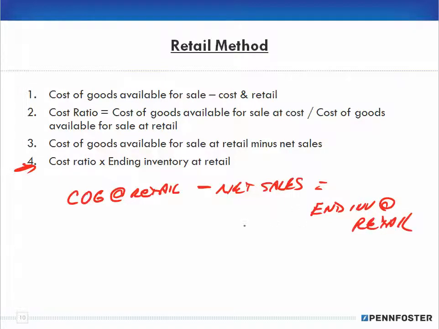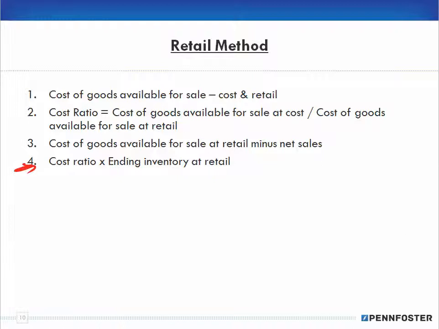Now, look at what we're talking about here. There's a lot of words on this PowerPoint slide, and you keep hearing cost of goods available for sale, retail minus net sales, ending inventory at retail. Realize that this is all just the same exact concepts that we've covered before when we talked about cost. To keep it simple, you had your beginning inventory, and remember, we're talking about cost here, right? This is cost.